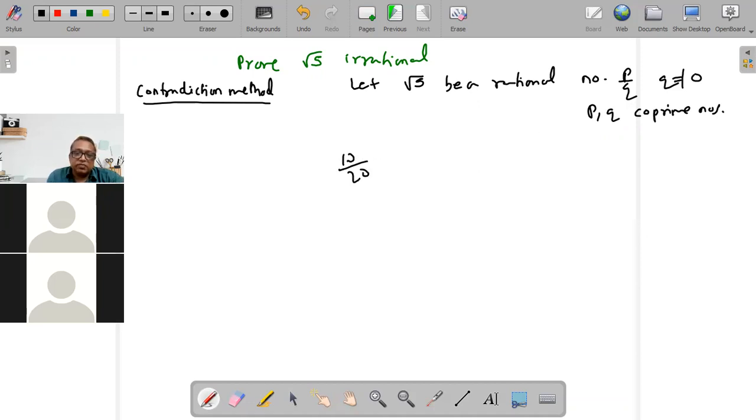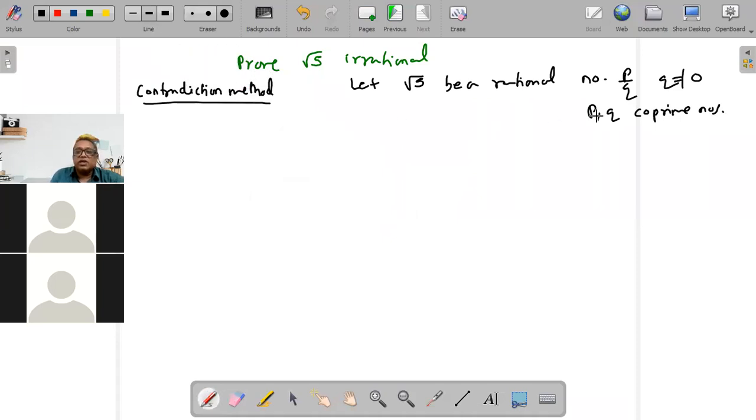Like 10/20. This is 5 into 2. This is 5 into 2 into 2. See, this is common on top and bottom, so this is not co-prime. But if we take 6/7, this is 3 into 2 into 1. This is 7 into 1. 1 is always there. So except for 1, nothing is common. So I can say this is co-prime. So co-prime numbers are numbers which do not have a common factor.